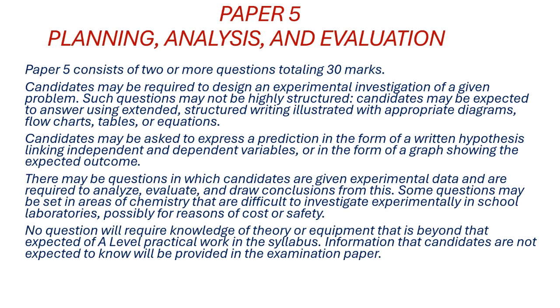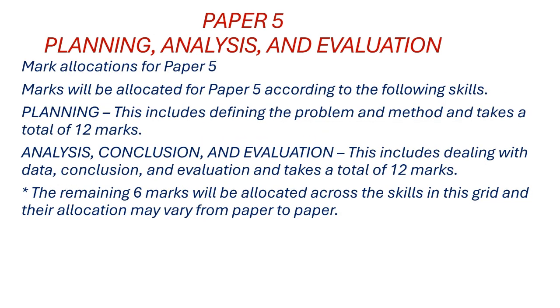No question will require knowledge of theory or equipment that is beyond that expected of A-level practical work in the syllabus. Information that candidates are not expected to know will be provided in the examination paper. Marks will be allocated for Paper 5, according to the following skills. Planning. This includes defining the problem and method, and takes a total of 12 marks. Analysis, conclusion, and evaluation. This includes dealing with data, conclusion, and evaluation and takes a total of 12 marks.